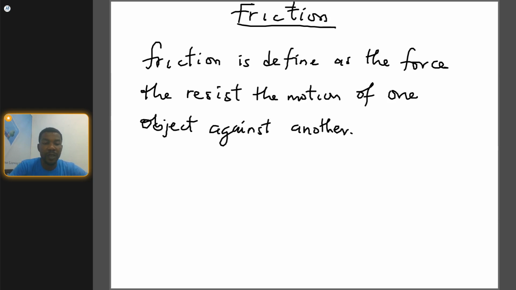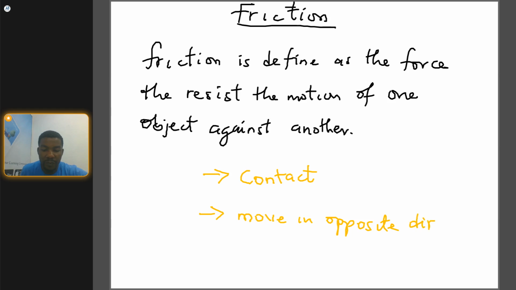Now we are talking about friction today, and we said it is the force that resists the motion of one object against another. Take note, I said earlier that when we are talking about friction, two things have to be involved. One, the two objects have to be in contact. Two, they move in opposite direction, like the example I cited the other time.